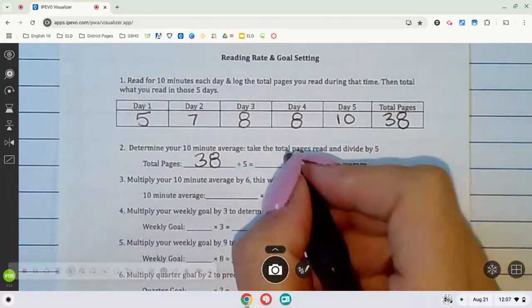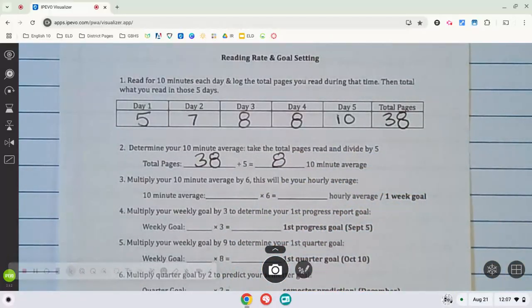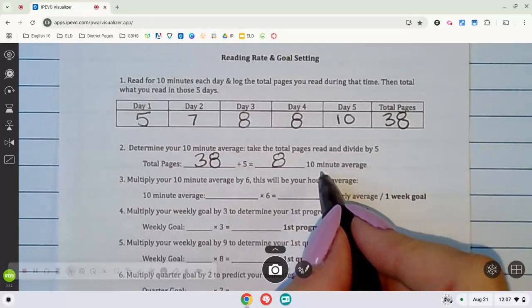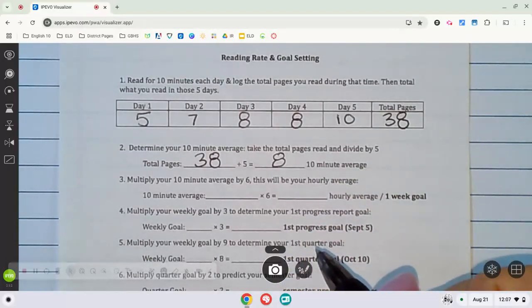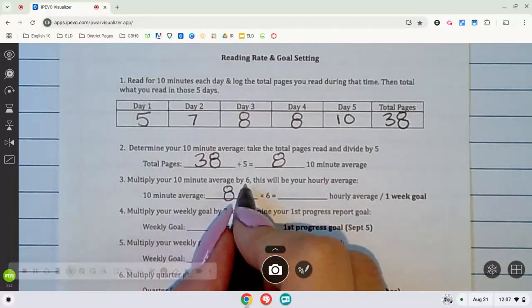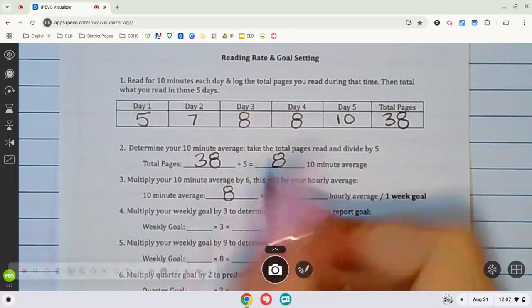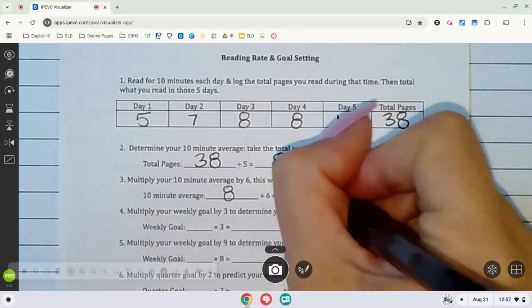So mine's 7.6. I'm just going to round up. If you are like 7.1, just round down. Don't worry about the decimal point, or you can be super specific, whatever. All right, so in about 10 minutes, I should be able to read about 8 pages. So now I'm going to take that 10-minute average, and I'm going to multiply it by 6, because that is how many pages I should be able to read if I were to read for a whole hour.